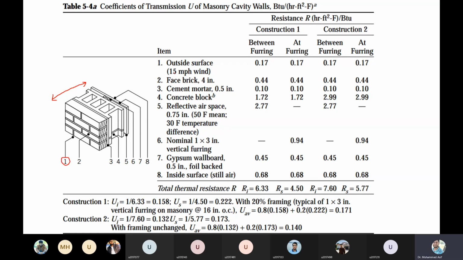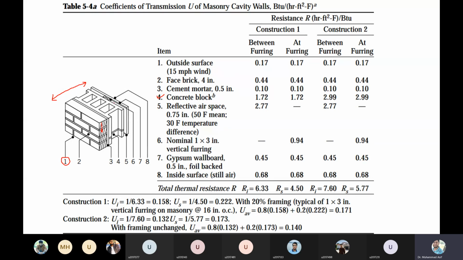That consists of a 15 miles per hour wind, and then this surface is a brick and the thickness is, let's say, 4 inch. And then we have, inside, the third layer as well, that's a cement mortar, by which we have joined the other surfaces. This is a cement layer, and then we have the block. This is a concrete block, I think. Yeah, this is a concrete block. And then we have the reflective air space. So let's say this is a reflective air space as well.